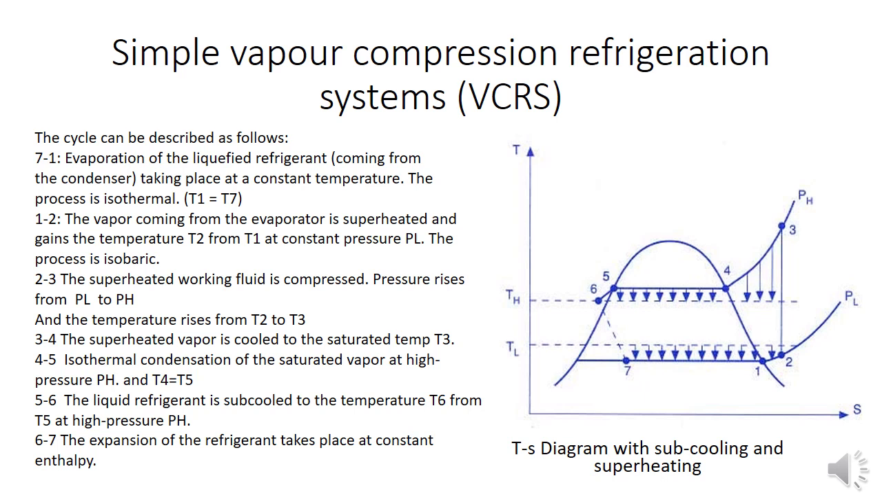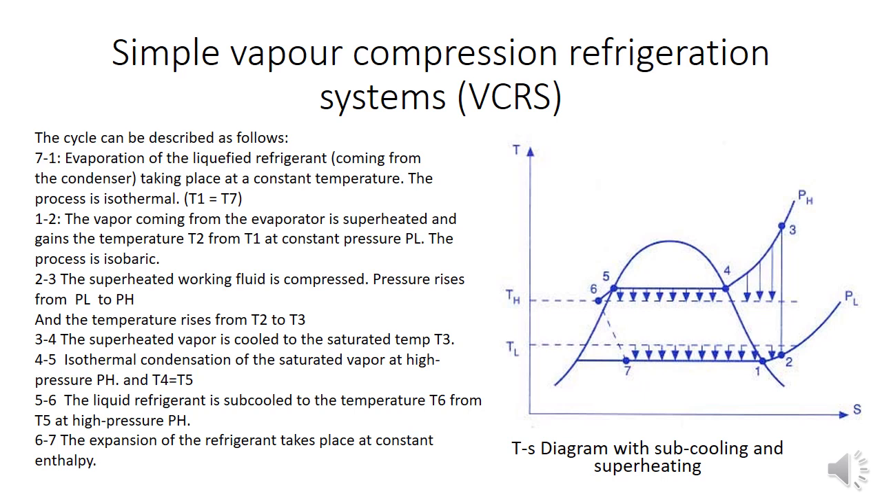So this is again a representation. Earlier we have seen the representation of the PV diagram. This is the representation of the TS diagram with subcooling and superheating. So 7 to 1, this is the evaporation. 1 to 2 and 2 to 3 is the superheated working fluid during the compression process.